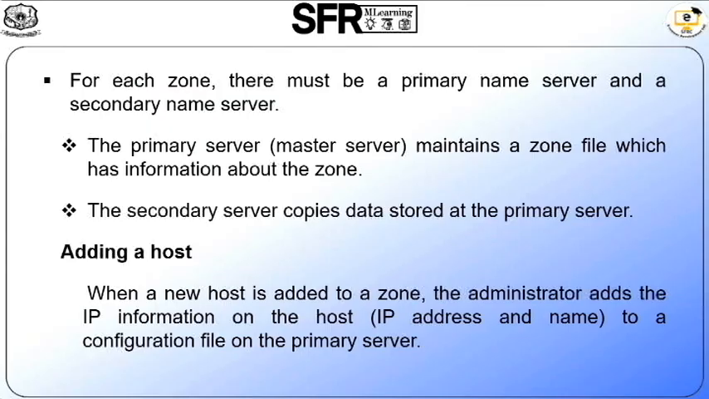Next, for each zone there must be a primary name server and a secondary name server. The primary server, which is called the master server, maintains the zone file which has the information about the zone. The secondary server copies the data stored at the primary server. Next we are going to see how to add a host to the zone. When a new host is added to the zone, the administrator adds the information about the IP address and the name of the host to the configuration file on the primary server.